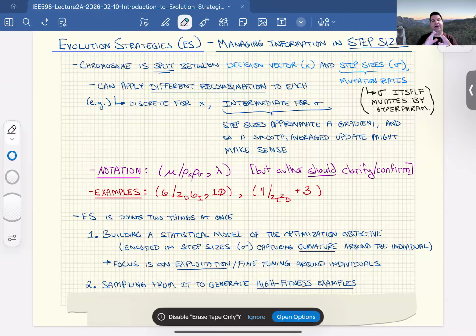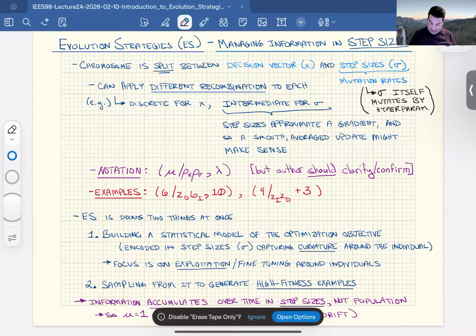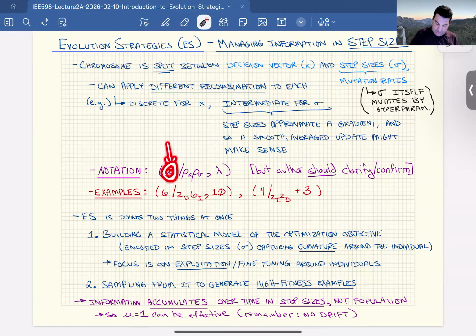And then once it understands the curvature there, it samples from that curvature to generate high fitness examples. And so this information accumulates over time in these step sizes, not in the population. So mu equals 1 can be effective, as I hinted at before. So again, we don't have to worry about things drifting off and us having small populations that accidentally get lost to drift. So what we're seeing here is that we're using information from mu individuals to update our model of the curvature of the fitness landscape.